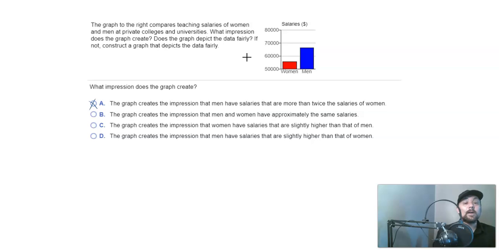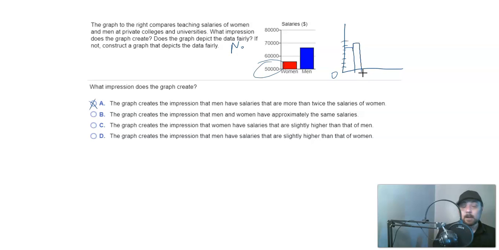Does the graph depict the data fairly? No. Why does it not depict the data fairly? Because it's not starting at 0, right? Now this isn't a frequency so much as just looking at salaries, but it's starting at 50,000. And if you zoomed out and started at 0, and let's say this is 10, 20, 30, 40, 50,000, 60,000, 70,000, right? We don't need to go any further than that. For women, they'd be between 50 and 60,000, which would be right here. For men, they're between 60 and 70,000.